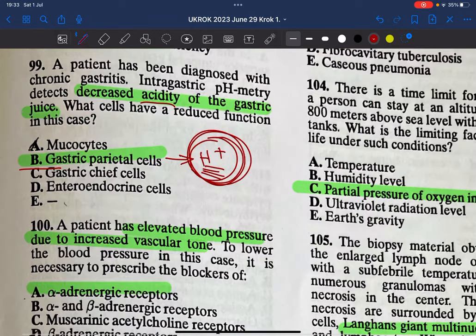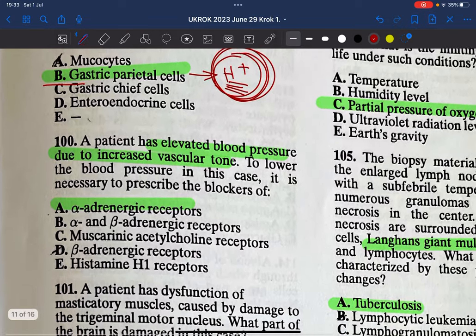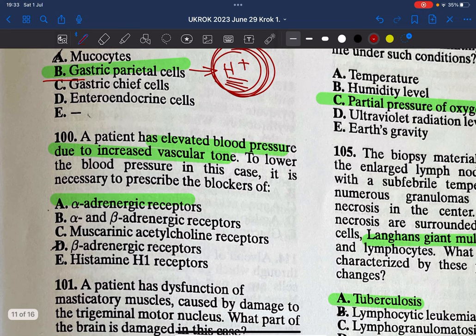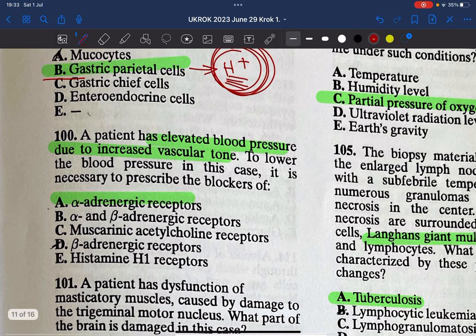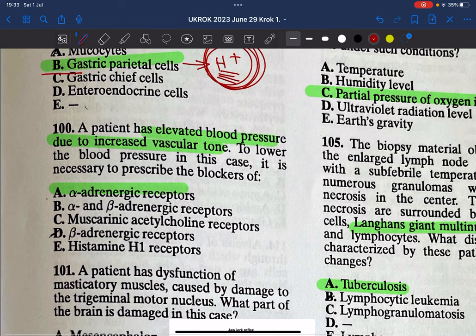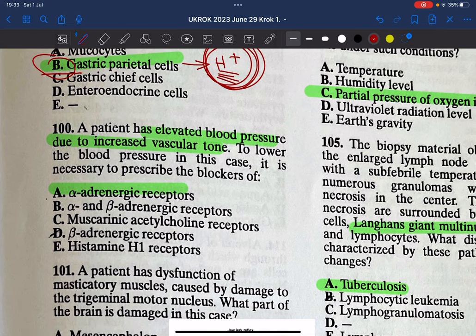Gastric chief cells produce pepsinogen, which is an enzyme. The enzyme gets activated by hydrogen ions to pepsin to digest proteins, but it has nothing to do with the pH. It needs a lower pH, but it cannot lower the pH. It's the parietal cells that are responsible for the acidity.